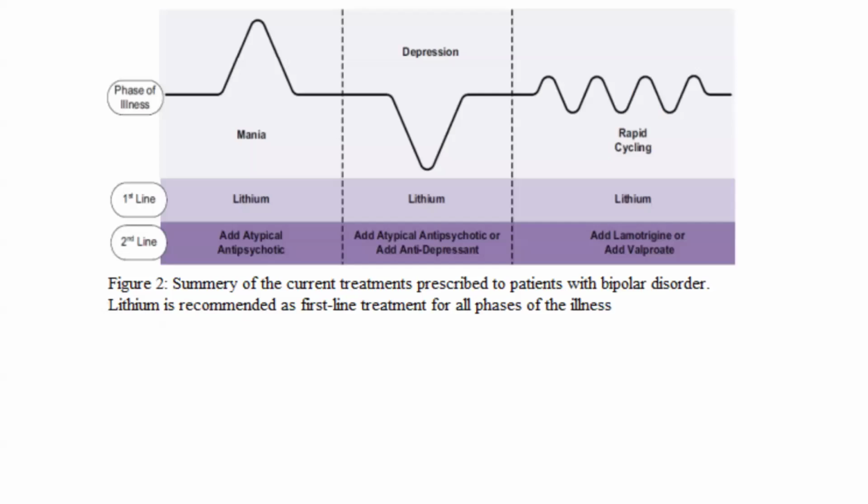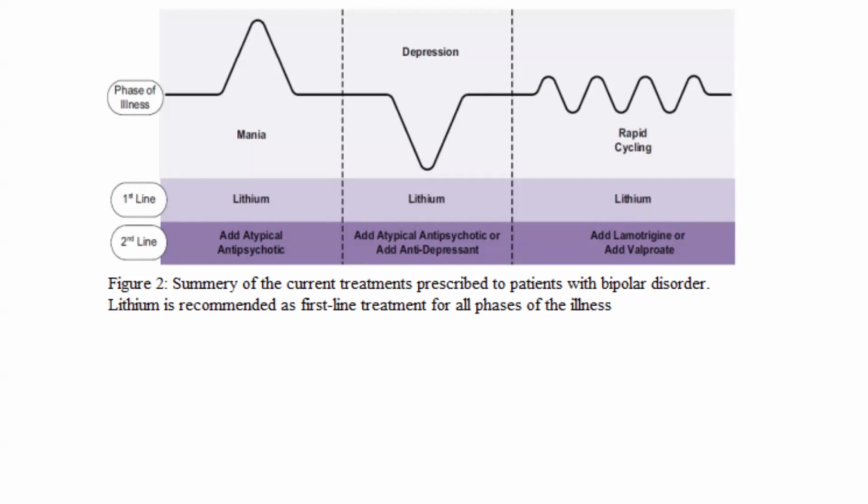You are going to need to know a general idea of how to treat the phases of bipolar disorder. We have three main phases in bipolar disorder. We have the manic phase, we have the depressive phase, and then we have the rapid cycling phase, where we're going back and forth between the manic and depressive phase pretty frequently, and we have a very unstable mood.